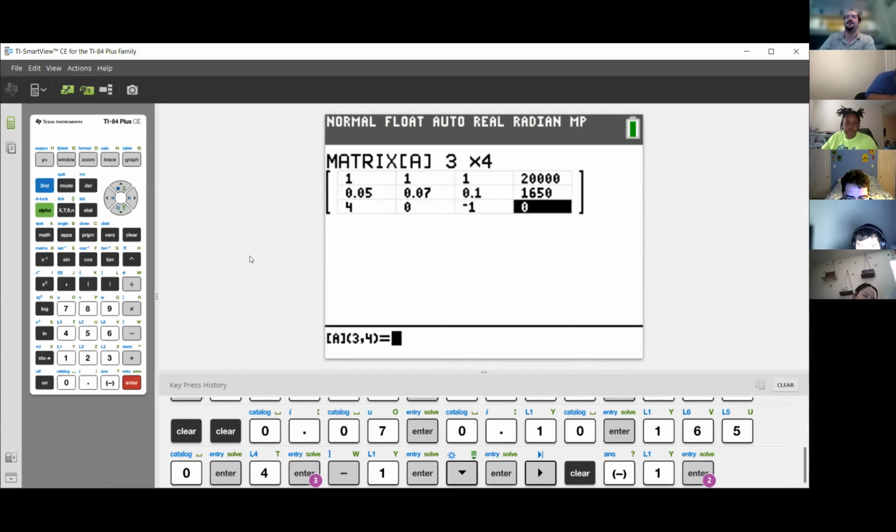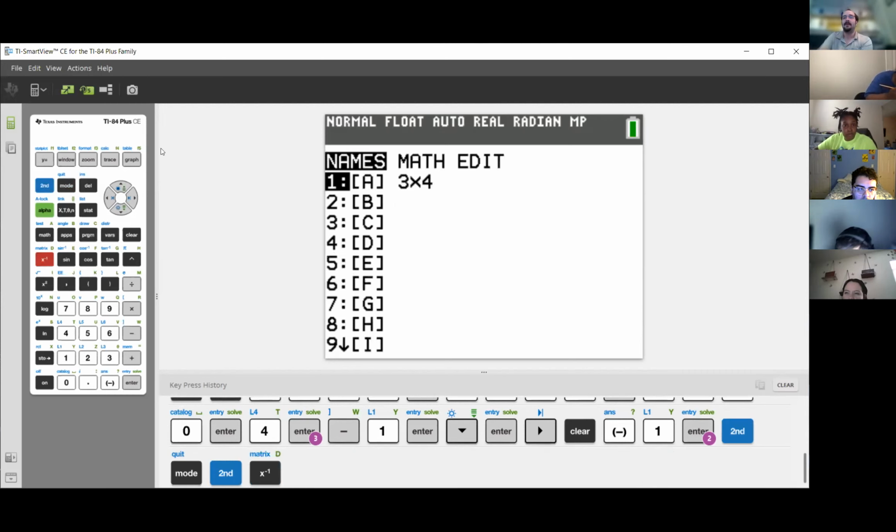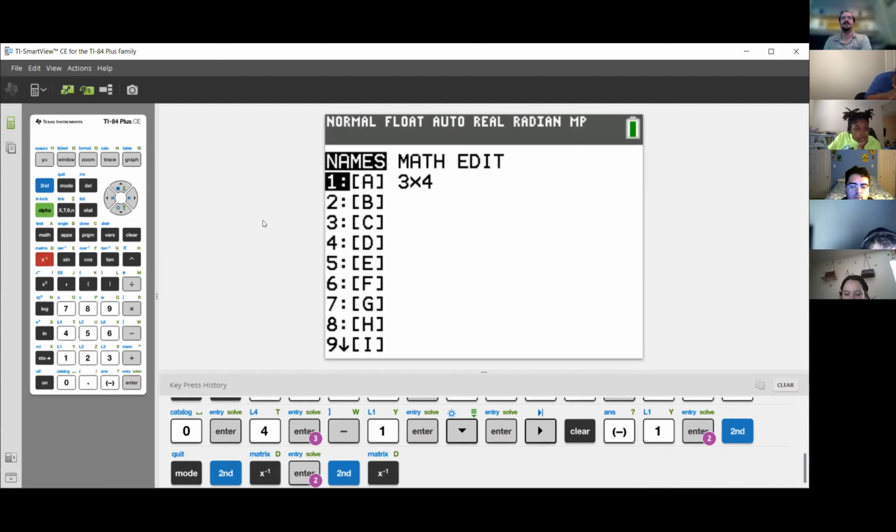I don't want to edit this anymore, so guess what I'm going to do? How do I get out of this? Hit second on your calculator and hit quit. Yeah, that's it. Second quit. And then I want to go back. I want to do something with my matrix. So you might notice that's my matrix now. If I want to recall it, make sure I typed in the right thing into my matrix, I can recall it with that first menu, the names menu.